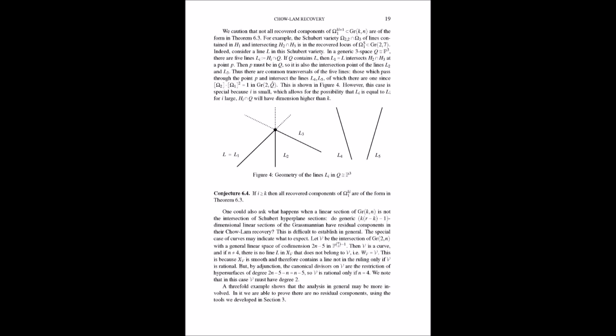And how does Chow Lam recovery fit into this? Well, Pratt and Ranestad observed that certain positroid varieties can be expressed as intersections of generic Schubert divisors. So we can apply what we've learned about the Chow Lam recovery for Schubert arrangements to these positroid varieties.